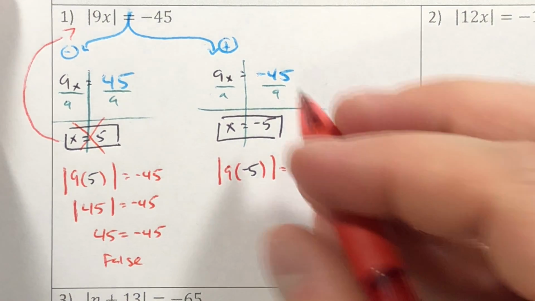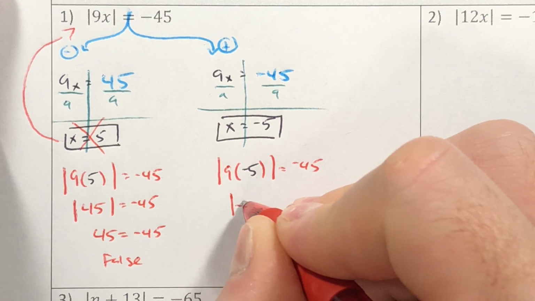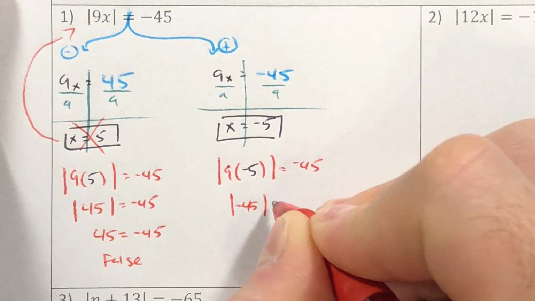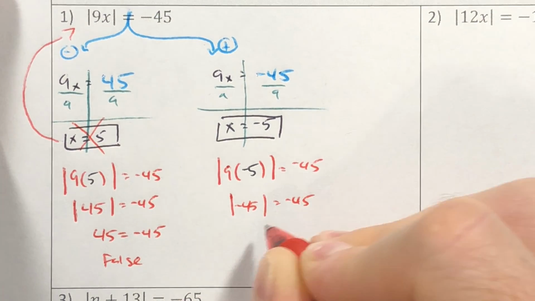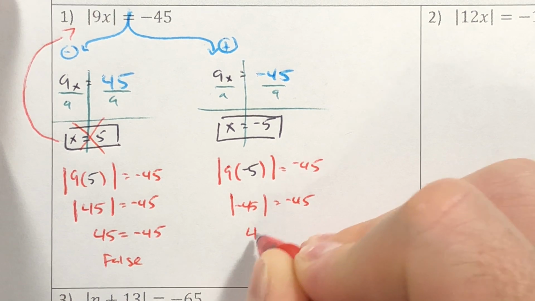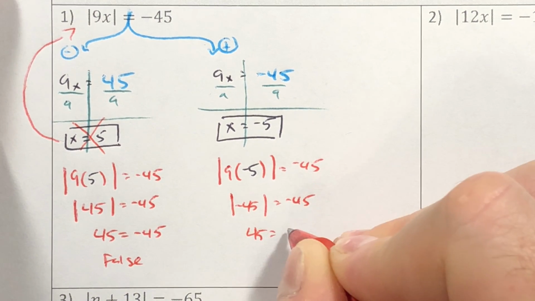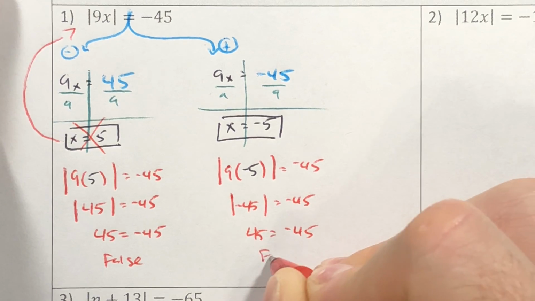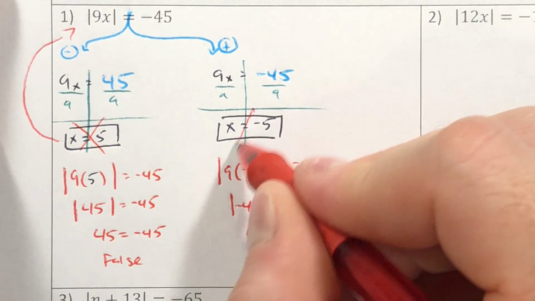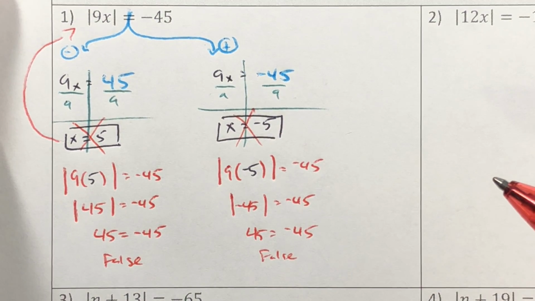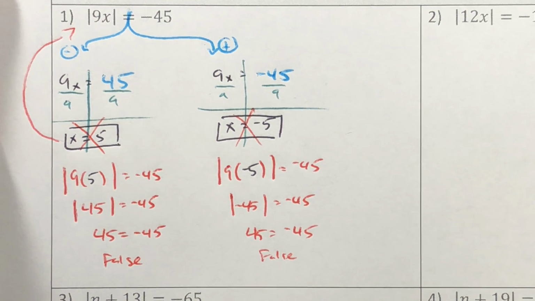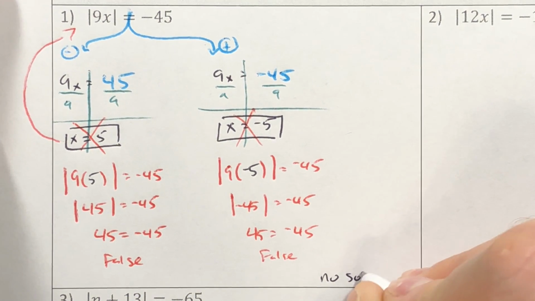Let's try the other one. This gives us the absolute value of negative 45 equals negative 45. Looks good so far. But when we take that absolute value bracket, we know that negative becomes a positive. And again, we get another false statement, which means that this answer doesn't work either. So unfortunately for this, we have no solutions.